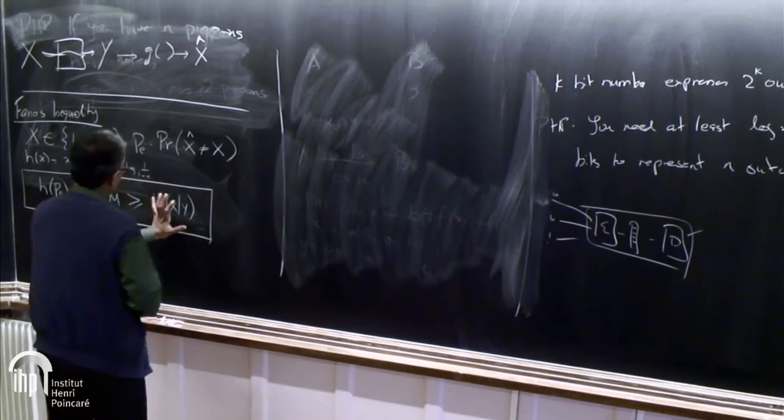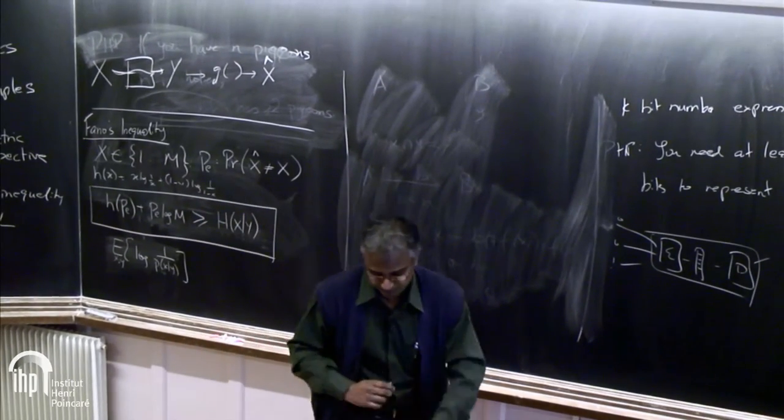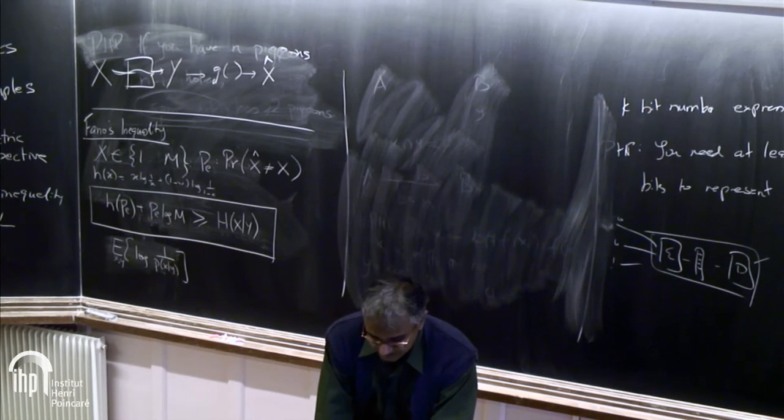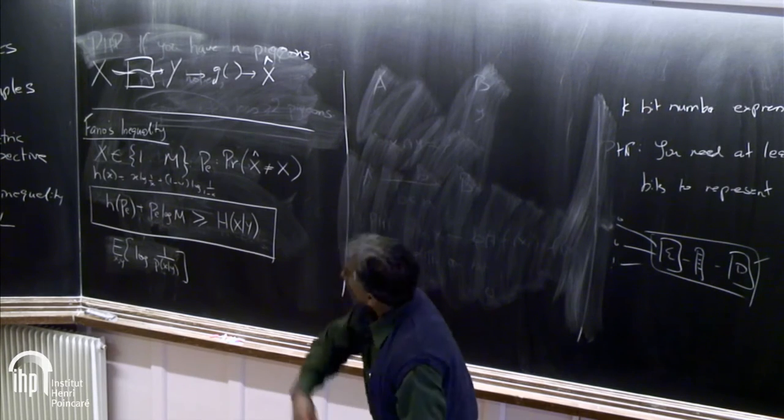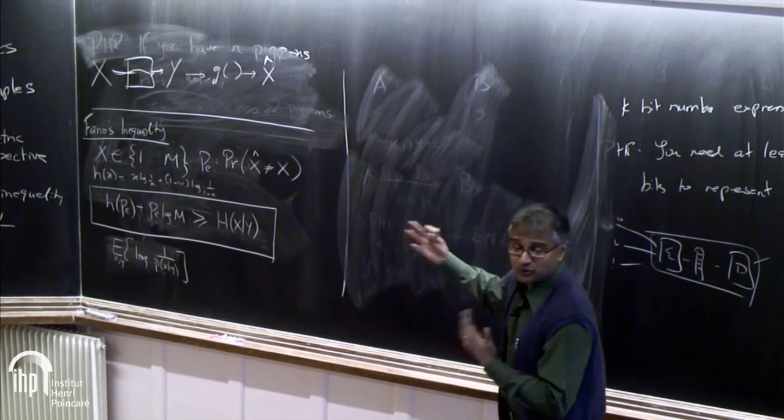Okay, so how should we think about this inequality and where it comes from? Let's think about this in terms of an encoding-decoding operation. Of course, the first step in our process is that we're encoding x into y through a channel.